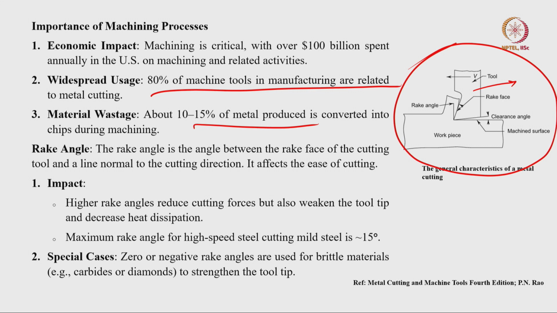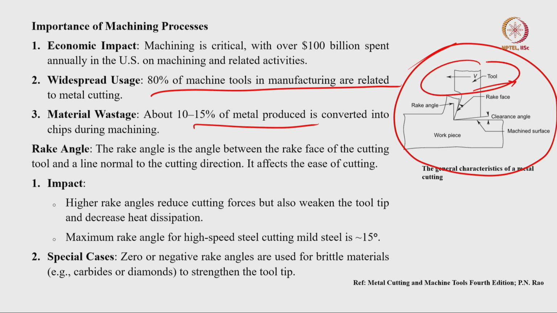The rake angle is the angle formed between the rake face, the cutting face of the tool, and the perpendicular to the direction of cutting, that is, the direction of tool progress. The angle between the trailing surface of the tool and the machined surface of the workpiece is called the clearance angle, and here V is the cutting velocity.